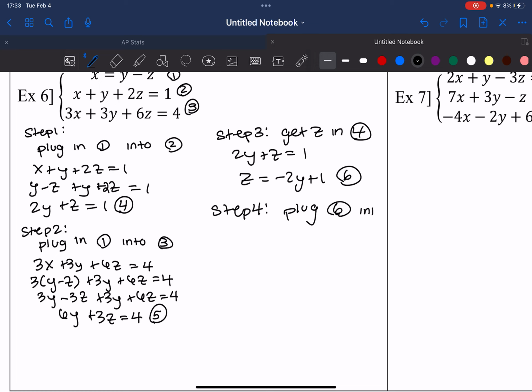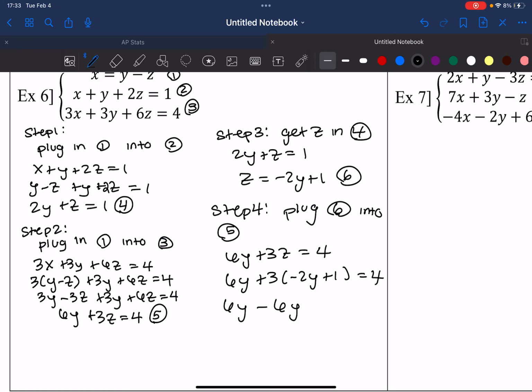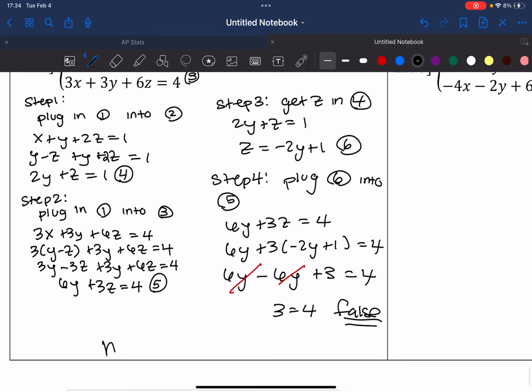6 into 5. So 6y plus 3z is equal to 4. So that's 6y plus 3 times negative 2y plus 1 is equal to 4. 6y minus 6y plus 3 is equal to 4. My y's cancel out, and I'm left with 3 is equal to 4, which is a false statement, which means my answer is no solution.